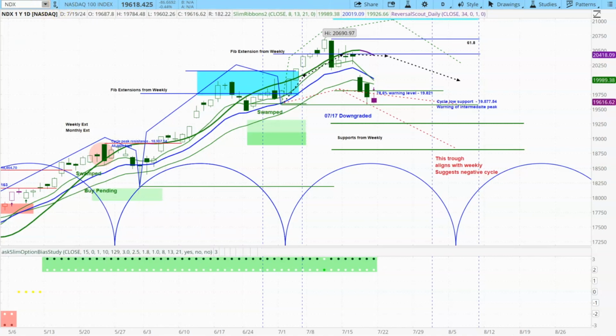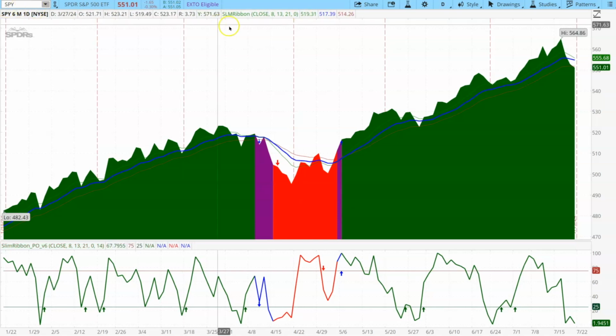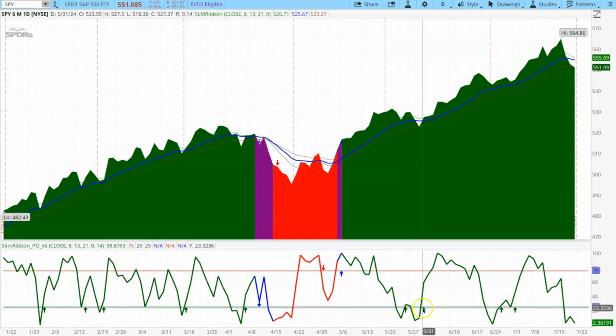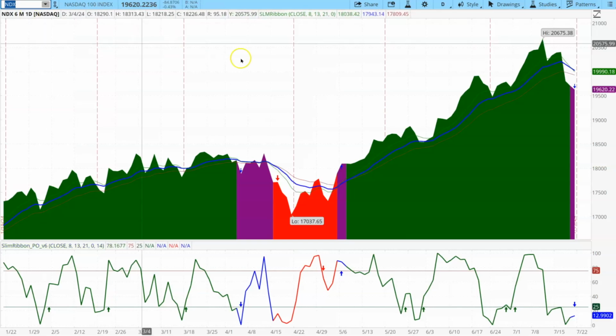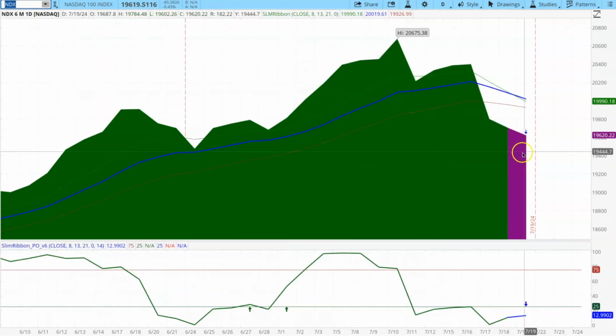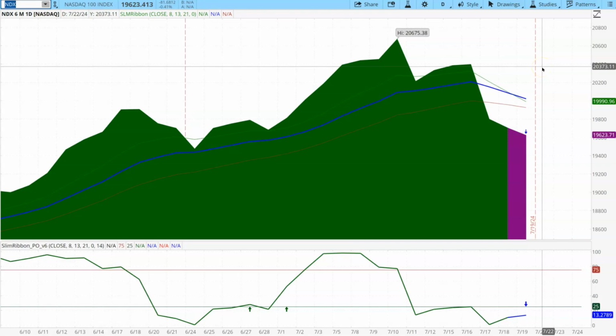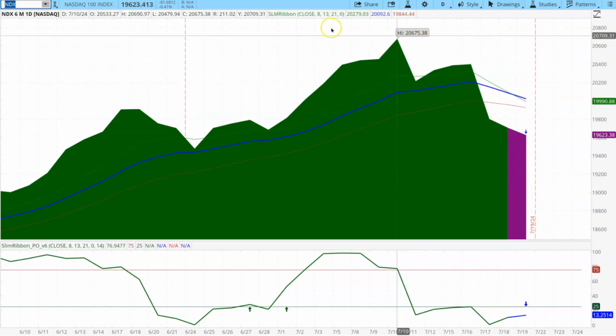I'm going to move over right over here now to the SPY, and you can see the SPY is still positive on momentum conditions, and this is a level 4 indicator, the Slim Ribbon PO, and it tells you when there's likely to be upside resumptions in momentum. It's having trouble ticking up right now, as it is starting to look to us like it's going to lose that positive condition. But if I switch over to the NASDAQ right over here, you can see the NASDAQ has turned neutral, as the NASDAQ has begun to lose its upside momentum.